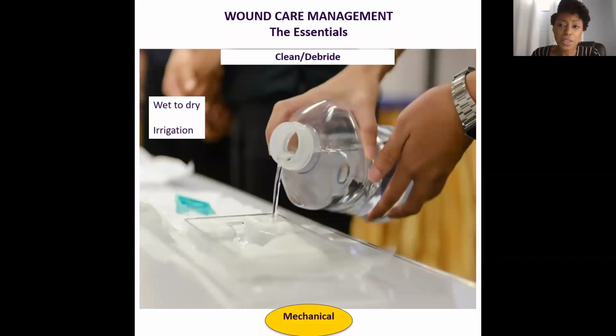So probably the one that people are most familiar with is mechanical debridement. When we do a wet to dry dressing, we are doing mechanical debridement, which is taking gauze, saturating it with normal saline, making sure it's damp, putting it in the wound, allowing it to dry, and then you take it out dry. And in doing so, the thought process is you remove dead tissue.